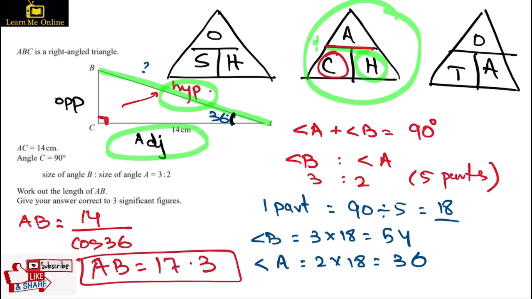Because it says we need to write the answer to 3 significant figures, 17.3 is 3 significant figures. The unit is going to be centimeters. So here's the answer. I hope you have found this video useful in understanding trigonometry, the application of trigonometry to find an unknown length or a missing angle.